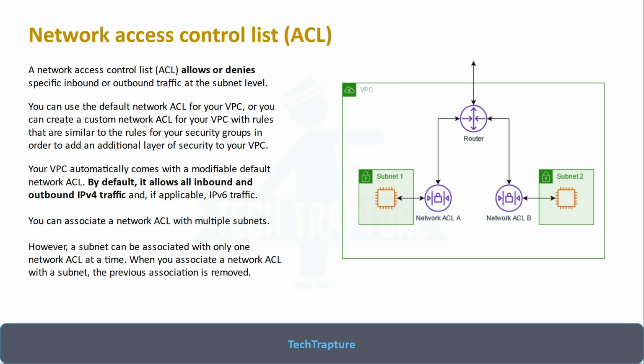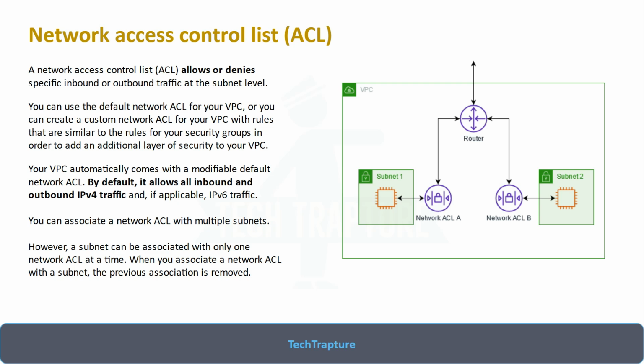So what is a network access control list? It allows or denies specific inbound or outbound traffic at the subnet level. The security group is at instance level, the network access control list is at subnet level. So it can allow, it can deny. Whatever you do will be applicable to all the instances within your subnet. If you have 50 EC2 instances, it will apply to all 50 EC2 instances.